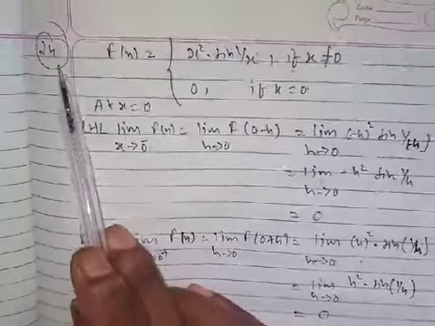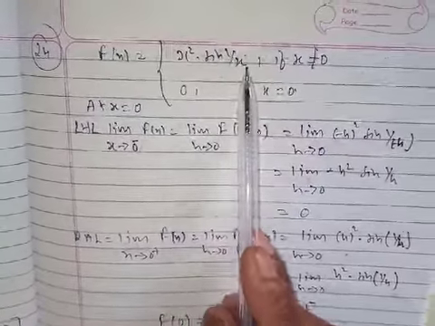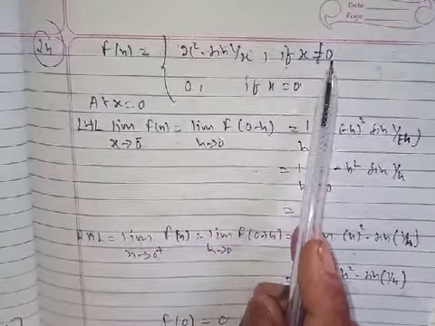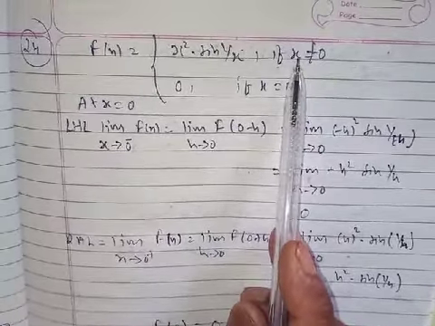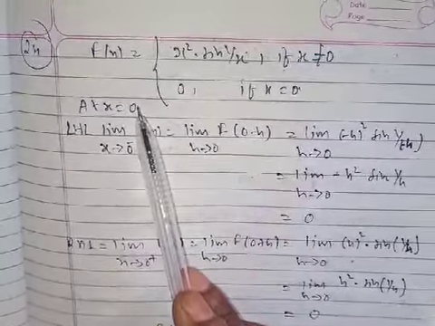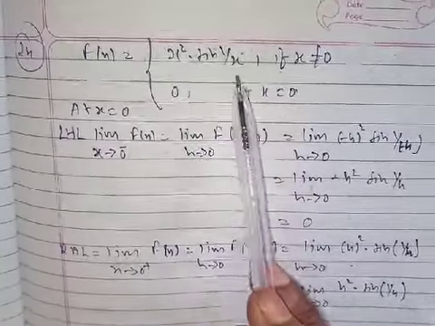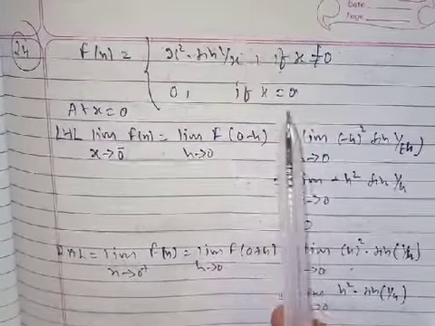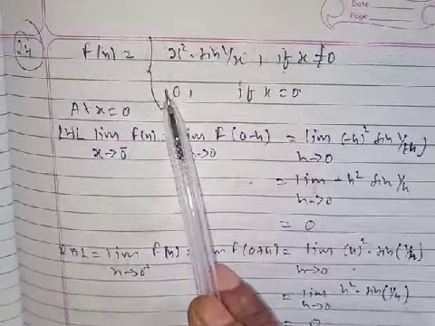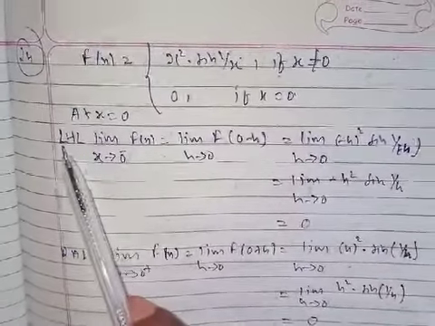So let's start with the 24th sum. f of x is equal to x square times sine 1 upon x if x is not equal to 0. What do we mean by x is not equal to 0? We have to check the continuity at x is equal to 0. Both on the left hand side of 0 and the right hand side of 0, this function will come. Only at x is equal to 0, it is 0.